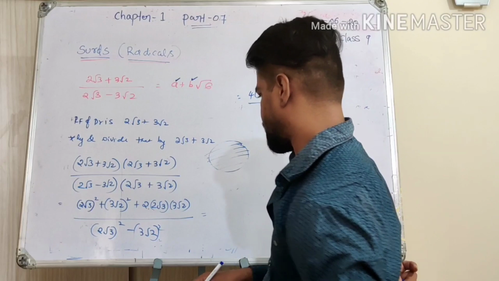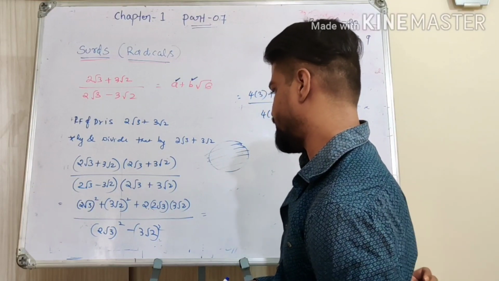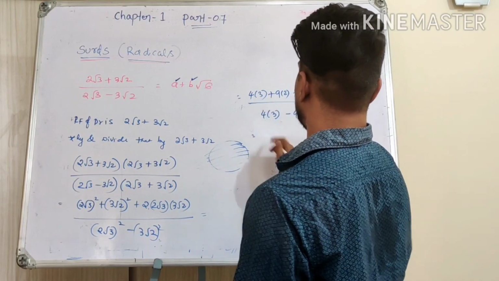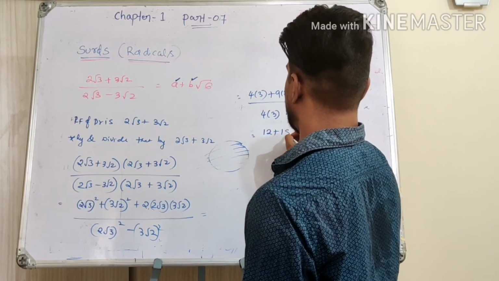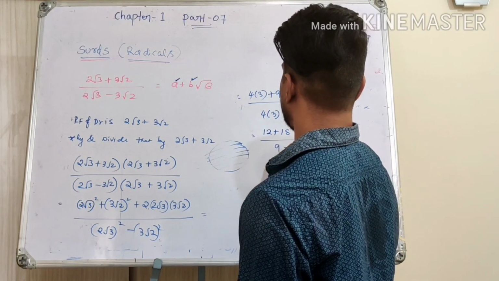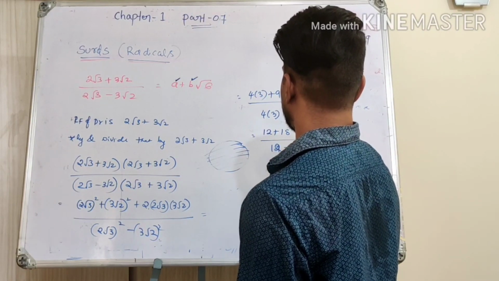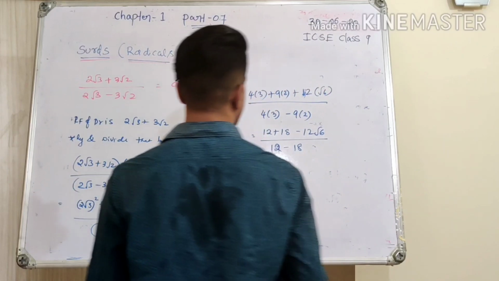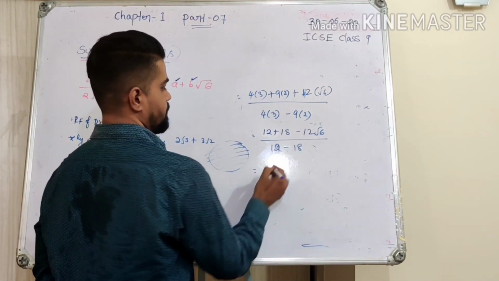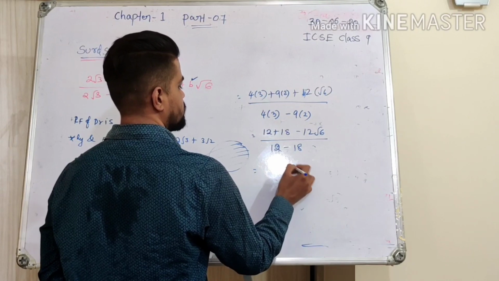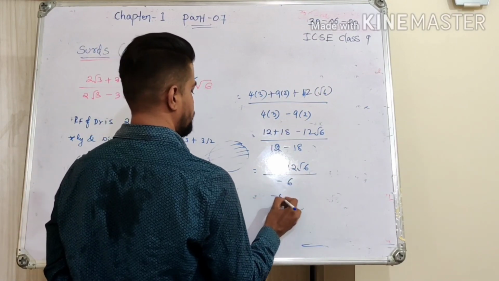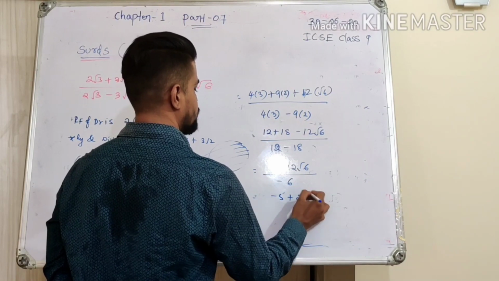Okay, here 2 square is 4 into 3, 9 into 2. So we end up with 4 3s are 12 plus 18 minus 12 root 6, divided by 12 minus 18. So we end up with 12 plus 18, 30, minus 12 root 6, divided by minus 6. So we should divide again, it will become minus 5 plus 2 root 6.